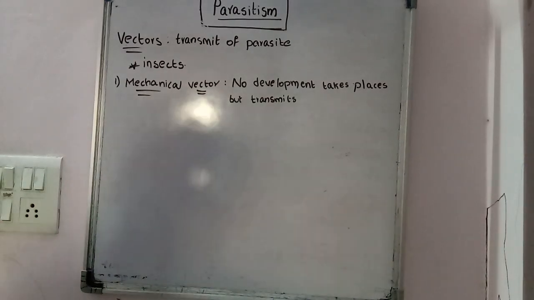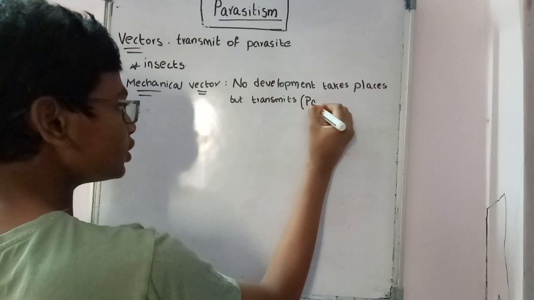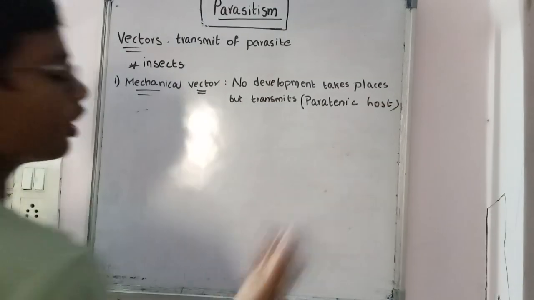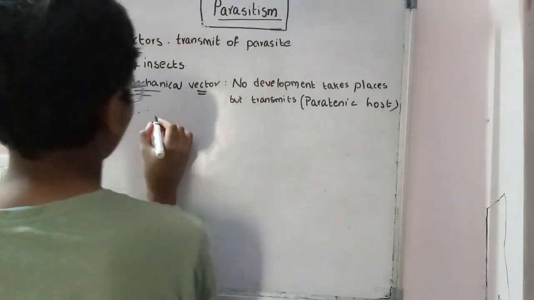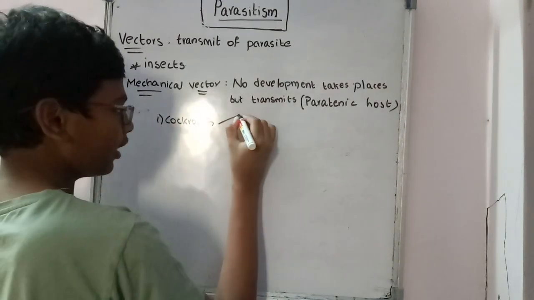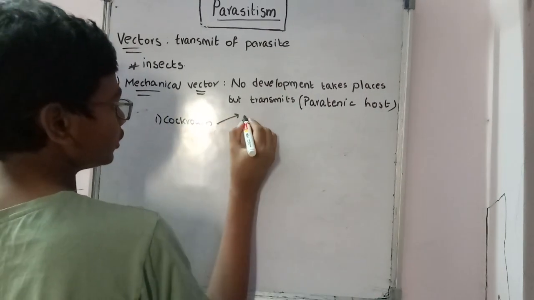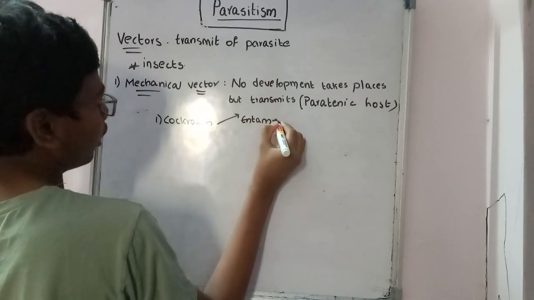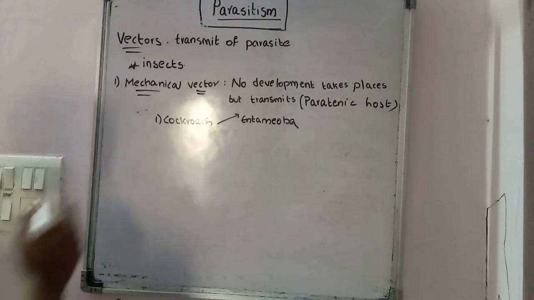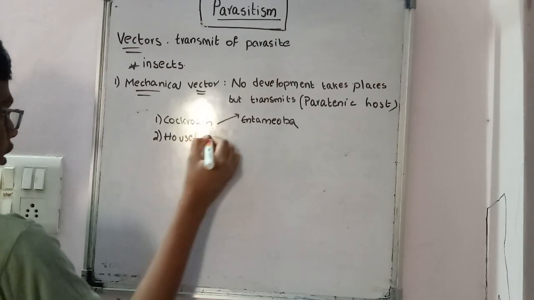And the examples are, I think you guys remember. What are the examples that I gave for paratenic host? The first one is cockroach. Sorry, I gave two things. The cockroach is for Entamoeba, and the next one is the housefly. Is it housefly? Yes, it's correct. The housefly is also for Entamoeba.